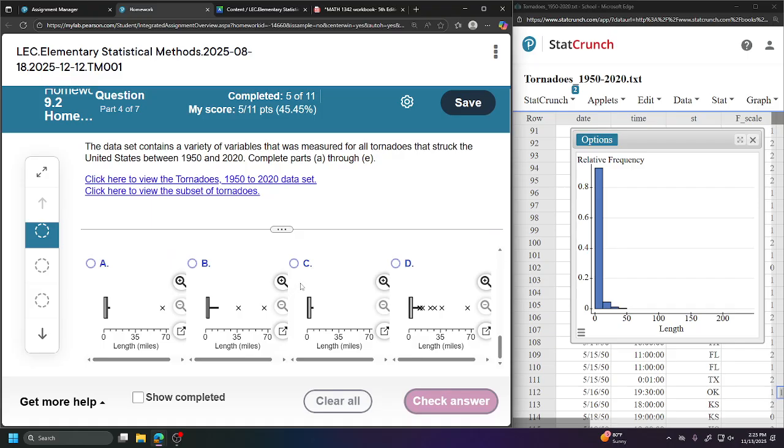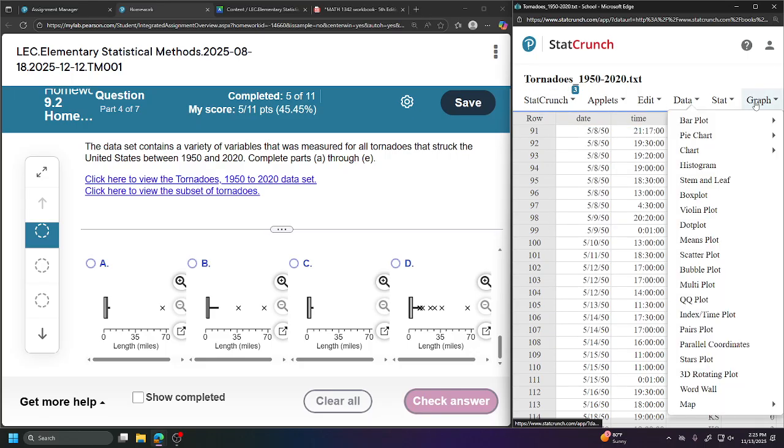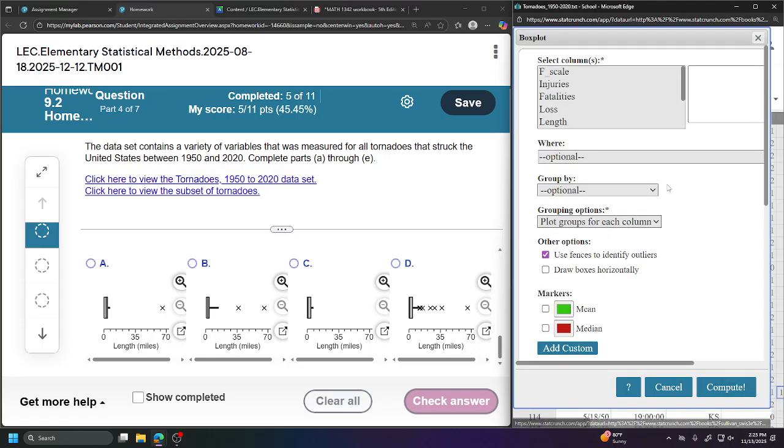Okay. Big timeout again. They want to figure out this, I think it's a box plot. And we're going to figure that out. I have it written down here. Okay, so I'm going to have to do another graph. I'm going to go to box plot. Right here, graph, box plot. Again, length. And I'm going to hit compute.